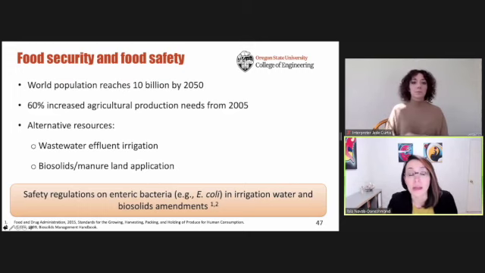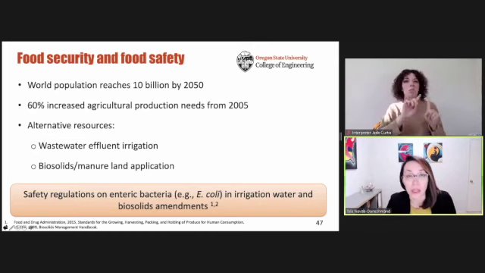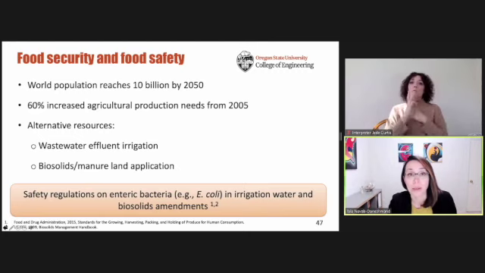With the increase of population worldwide predicted to reach 10 billion by the year 2050, there will be an increase in agricultural demand. And therefore, as discussed in this panel, there will be a need for alternative resources in agriculture in terms of irrigation or soil amendment. Wastewater and biosolids, being rich in nutrients, can be used as alternative resources.